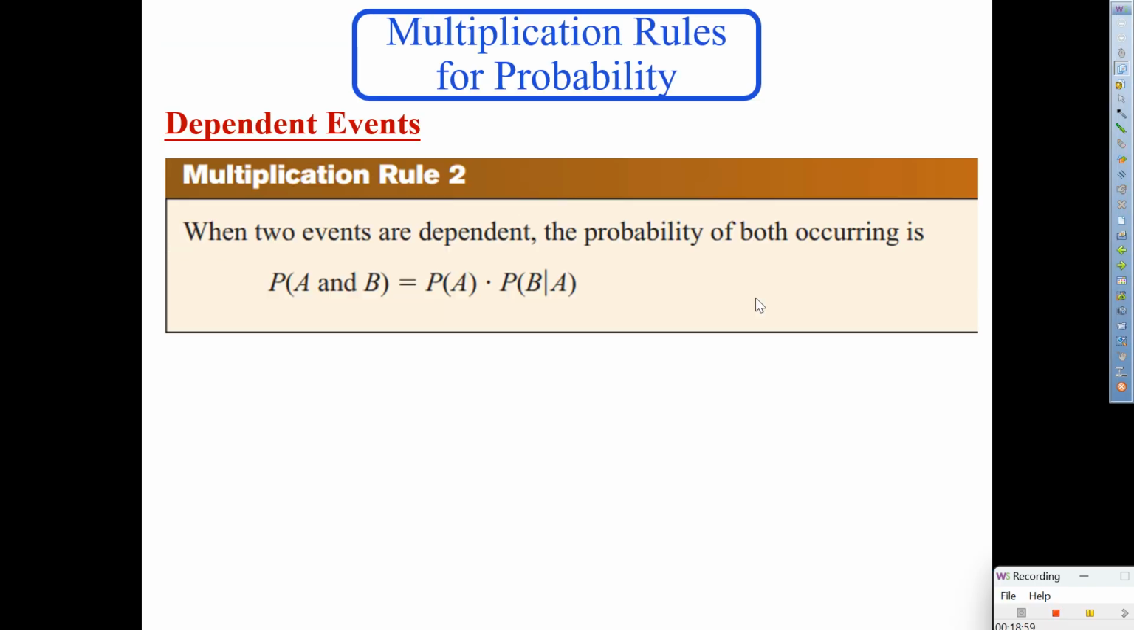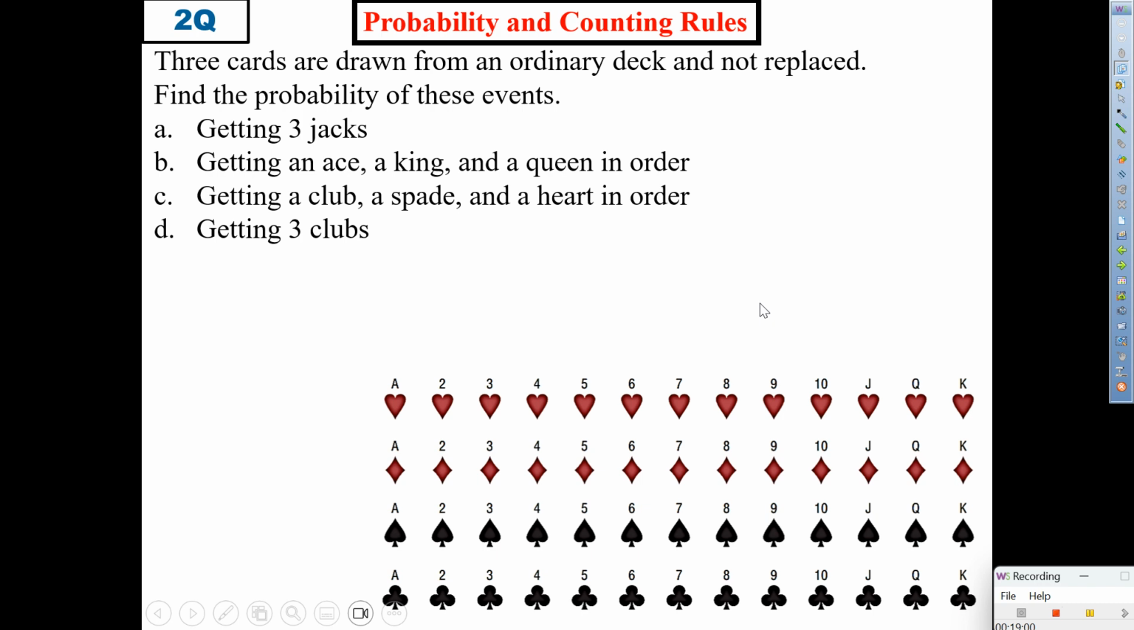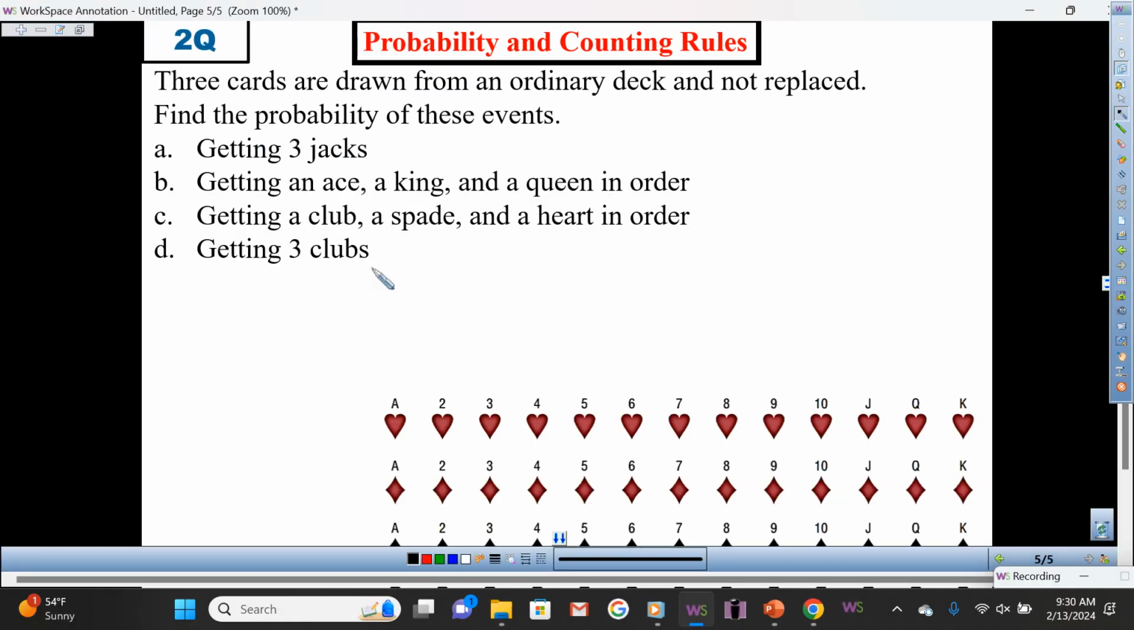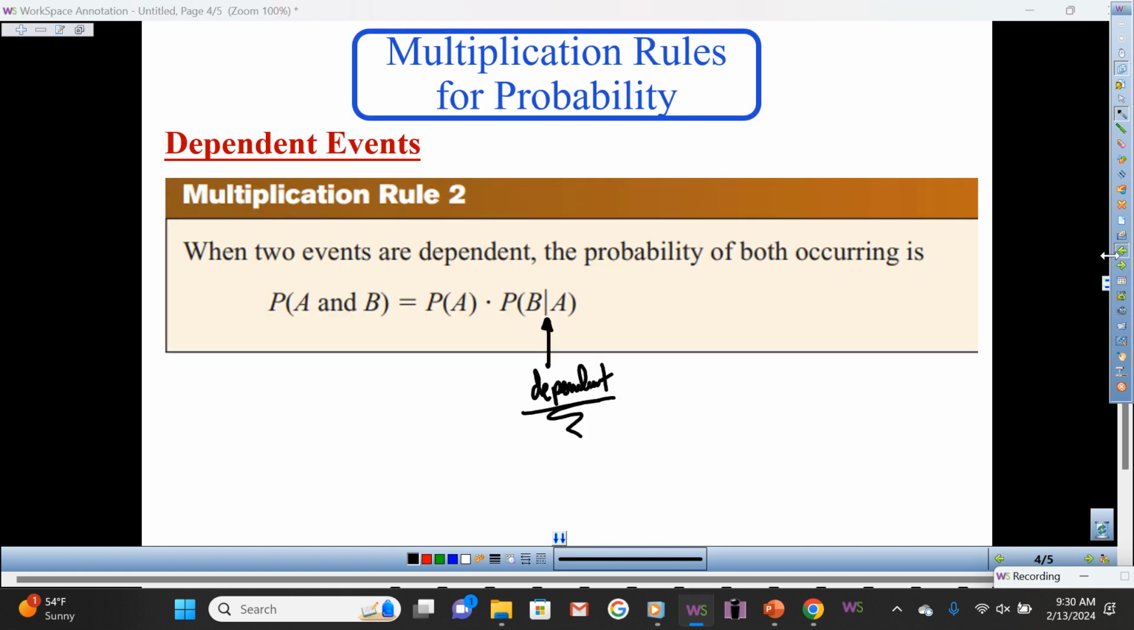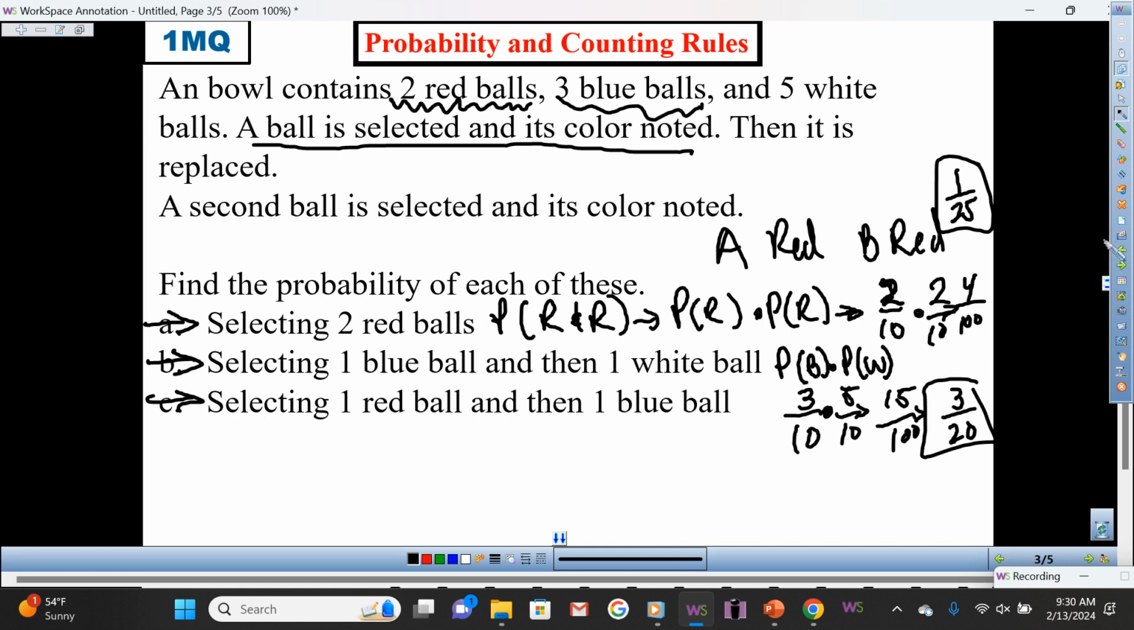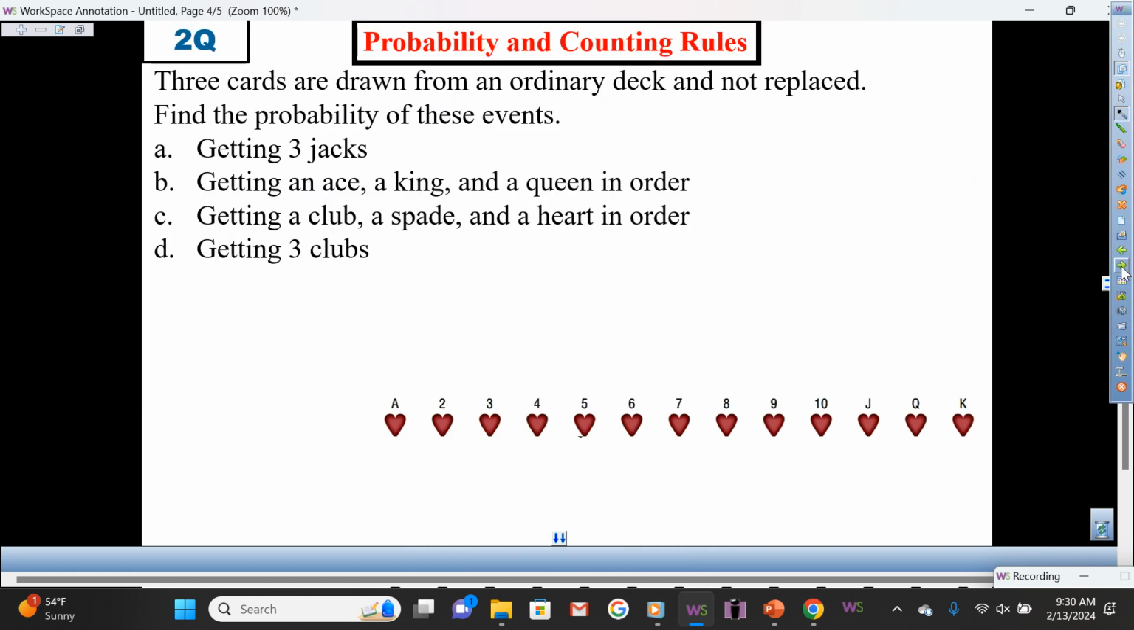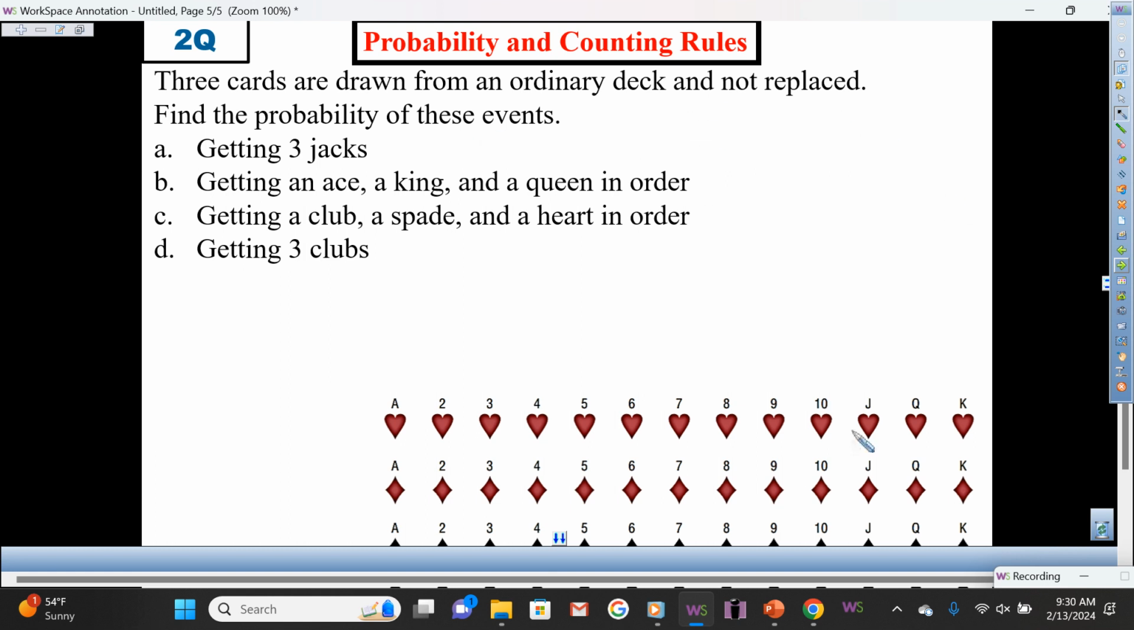Here it goes. It reads, look up to the screen. 3 cards are drawn from an ordinary deck and not replaced. Find the probability of these events. Okay, so before I move on, look up. Tell your neighbor what was the difference between the previous examples and this new example. What's the difference? Look at the instructions.